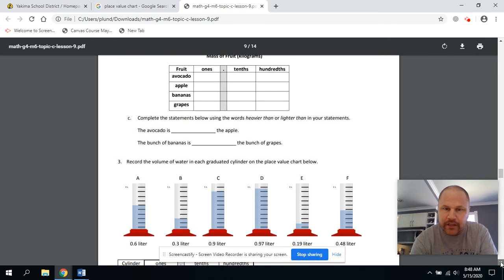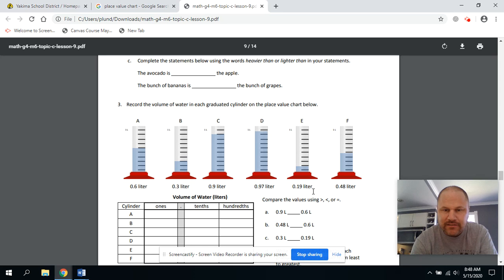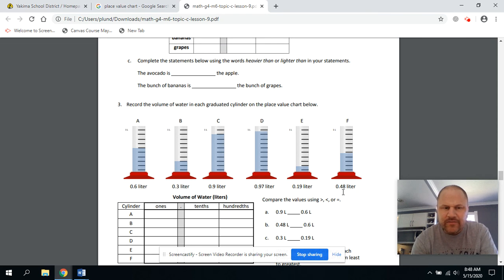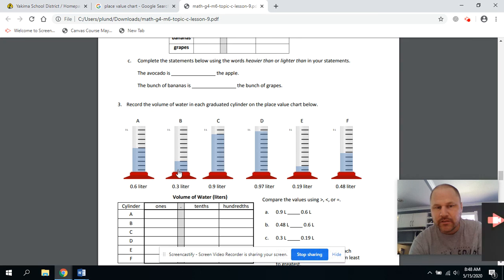And then down here, the volume. Here we go again. Don't get tricked. They want you to go, oh, 48's bigger than 6. No. Look at the tenths place. 6 tenths versus 4 tenths. 0.6 is bigger than 0.48, right?